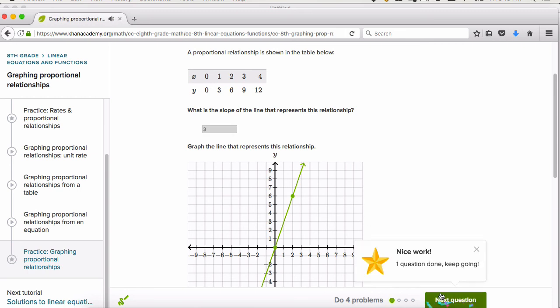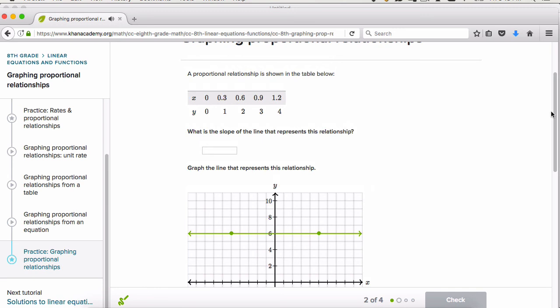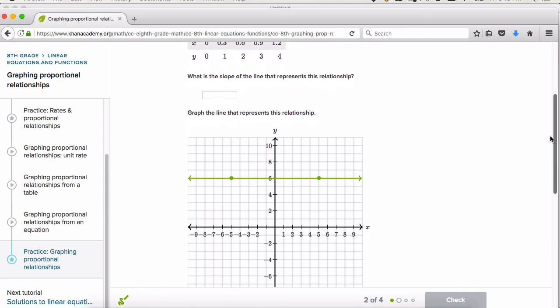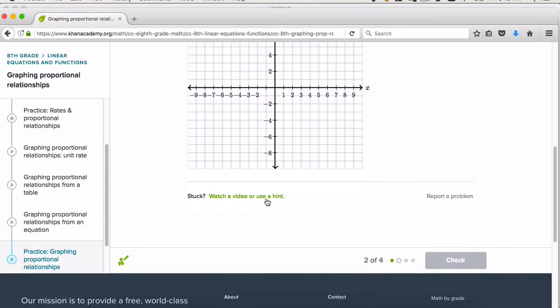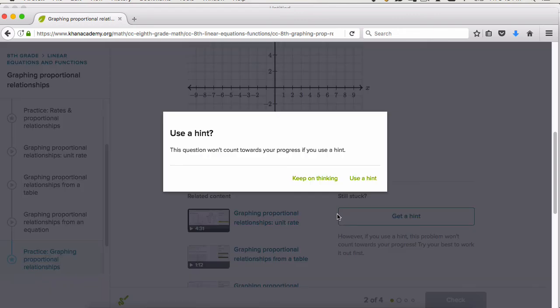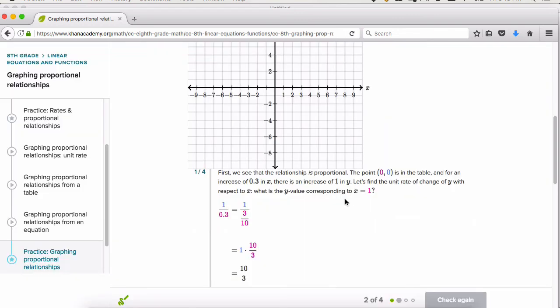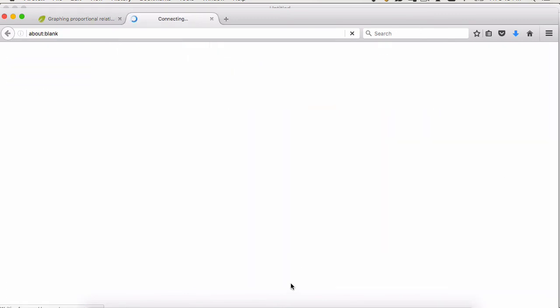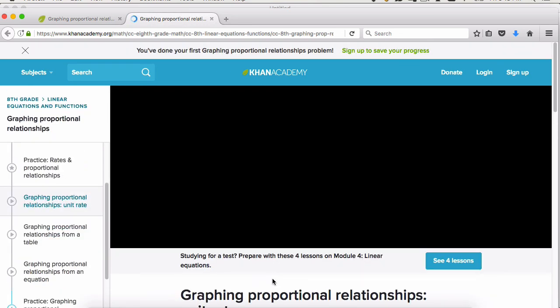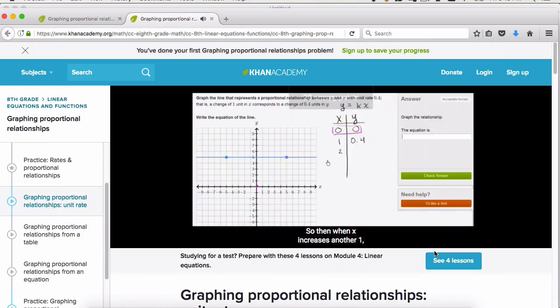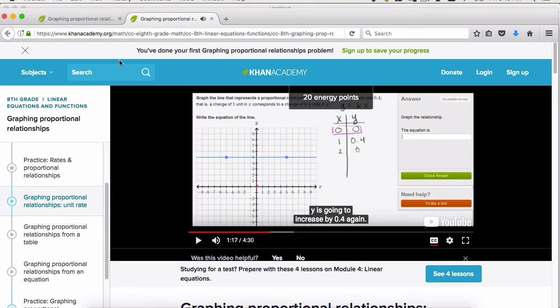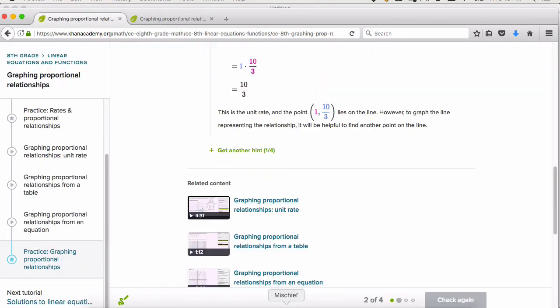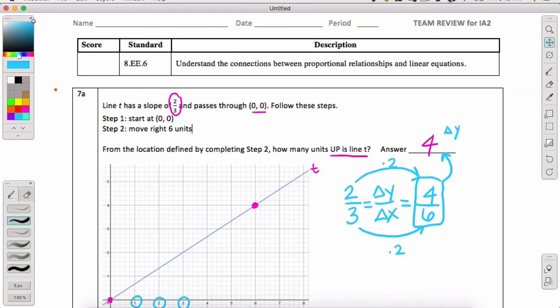Let's press check. Correct. And as you go through these questions, of course, if you don't know how to do it, like for example this one has some decimals, if you're struggling, you can get a hint, it's going to walk you through how to do that, or you could watch a video. Graphing proportional relationships, unit rate. Don't just focus on the questions, focus on the learning behind the questions. Okay, so they're going to walk you through it pretty carefully. So that's it. Study, prepare, use your resources.